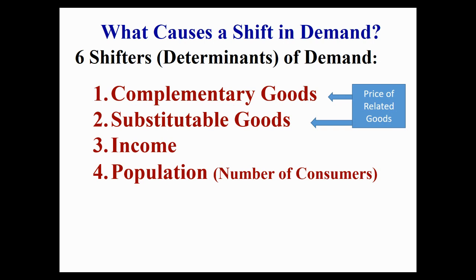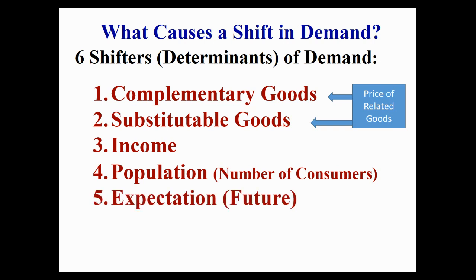For population, let's say you live in a small town and the local factory that everyone works at closes down. Well, people might move out of the town, so the demand for food at the local Casey's would shift to the left. Okay. Then there's expectations.